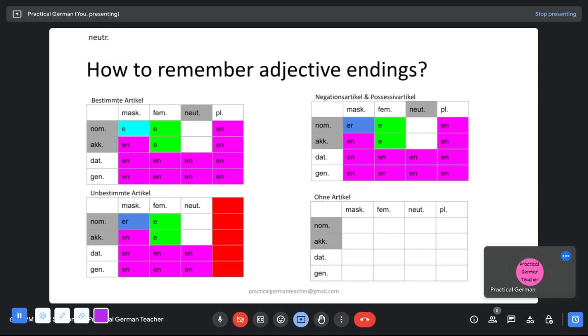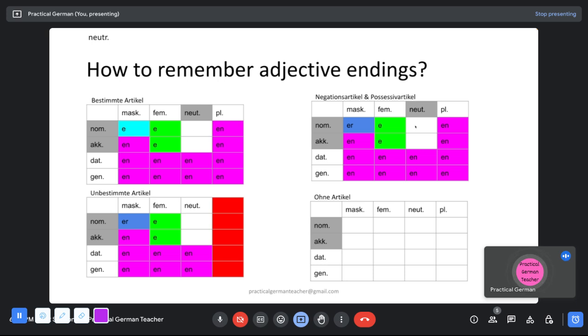Then only this one is left, right? Neuter. Here also you can use the same logic. Let's forget that we are talking about adjective endings. What would be the article over here? What is the neuter article for nominative accusative? What is the bestimmte article? Das. So the sound of "s" is already there.